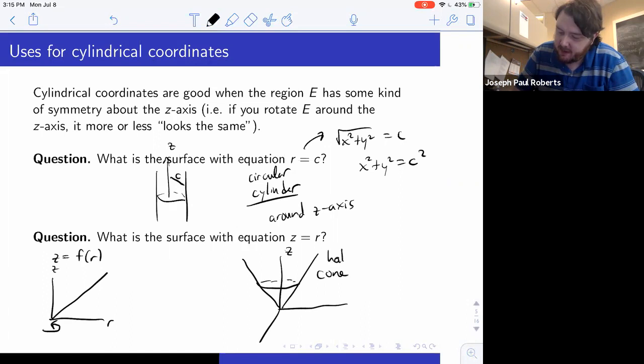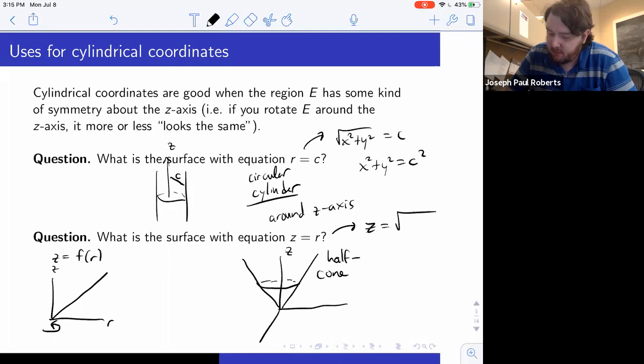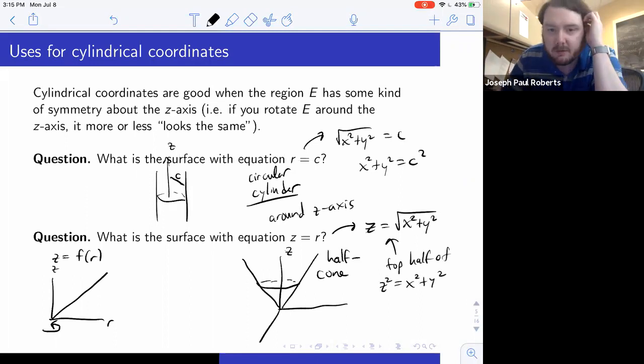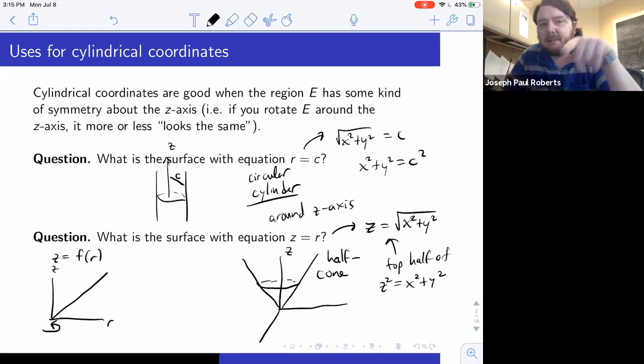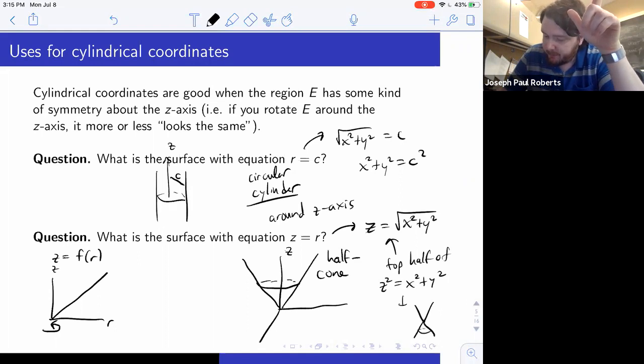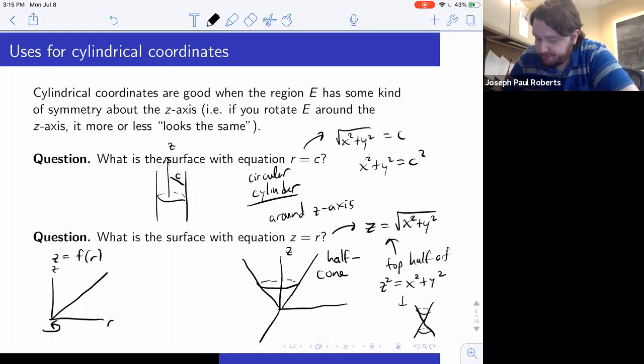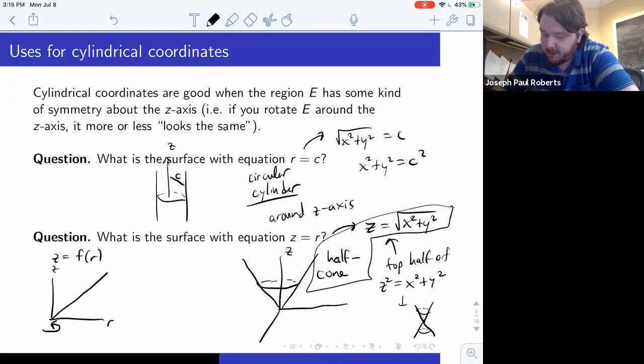I guess it's technically a half cone because if you play around with this equation, you'll see that, well, what is r? r is the square root of x squared plus y squared, which is the top half of z squared equals x squared plus y squared. So remember back in chapter 12 when we were doing quadric surfaces, we would have probably written that z squared equals x squared plus y squared, and that has both pieces of your cone. But if I solve for z and take the positive square root, I only get the top half where z is greater than or equal to 0. So you could call that a half cone or something like that.